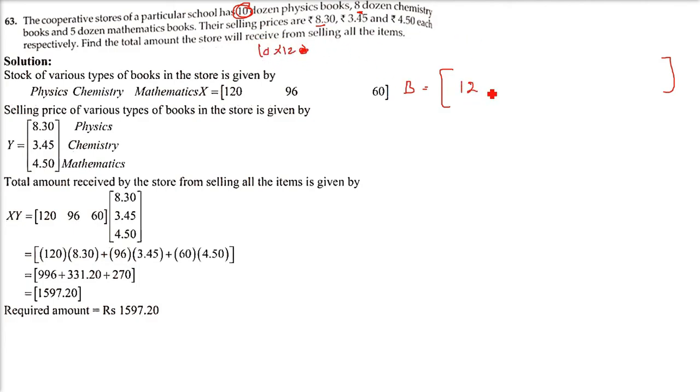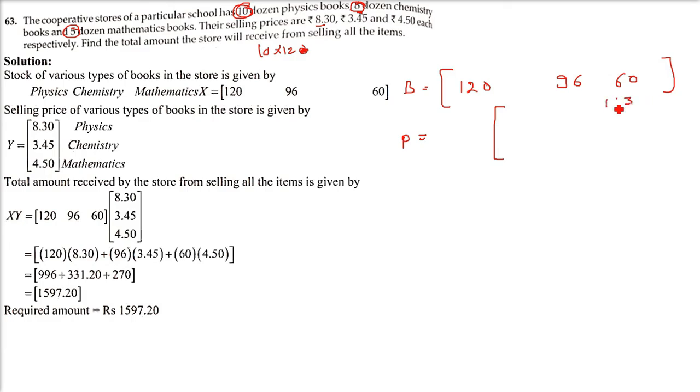Okay, 8 dozen, 8 into 12, what will it be? 96. Then 5 into 12, what will it be? 60. So this is our matrix. You can call it B or whichever you want, or call it X. Now the second matrix is the pricing. Since the pricing is already given in rupees, we don't have to change it.